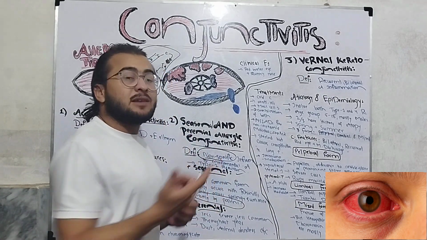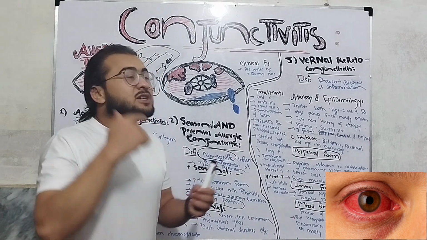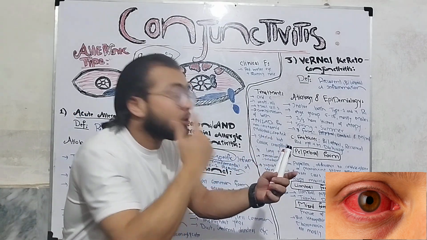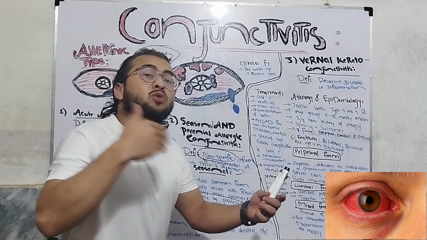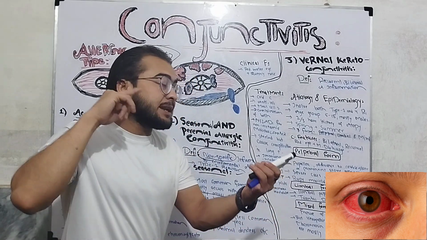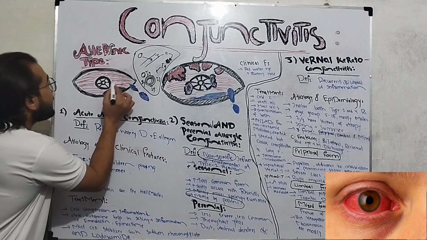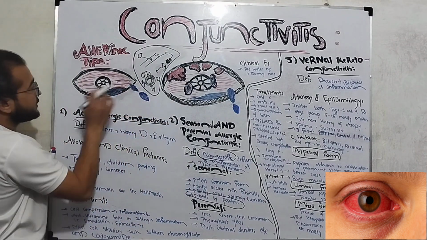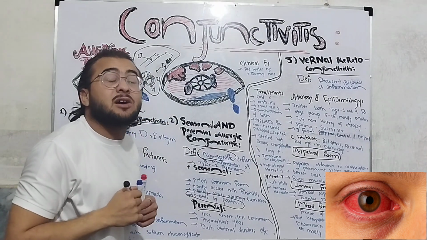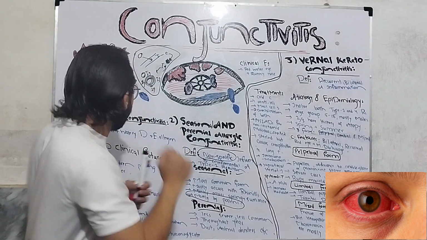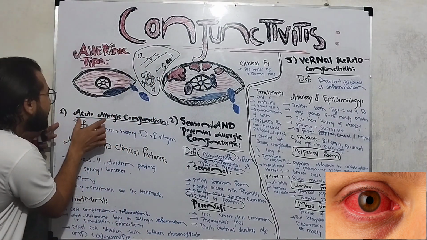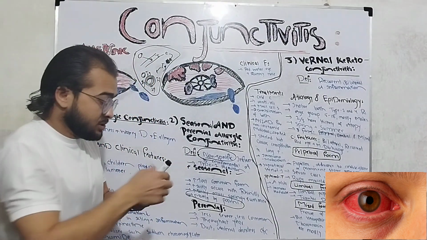Okay. So what is allergic conjunctivitis? Allergic conjunctivitis is the allergic inflammation of the conjunctiva due to environmental allergens, which is characterized by redness and watery discharge. So redness and watery discharge due to environmental allergen is called allergic conjunctivitis. The subtypes, the first one is acute allergic conjunctivitis.